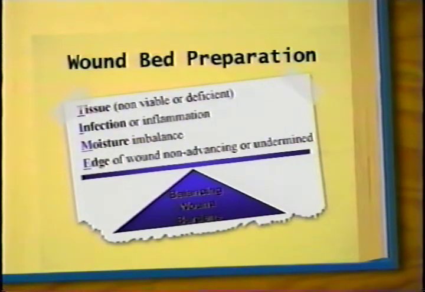This can be accomplished by adopting a systematic approach of addressing and balancing burdens in chronic wounds. Wound bed preparation is balancing the 4 known wound burdens. They are non-viable or deficient tissue, infection or inflammation, moisture imbalance, and finally, a non-advancing or undermined edge of the wound. What kind of treatments might we see clinicians use to address these wound burdens?